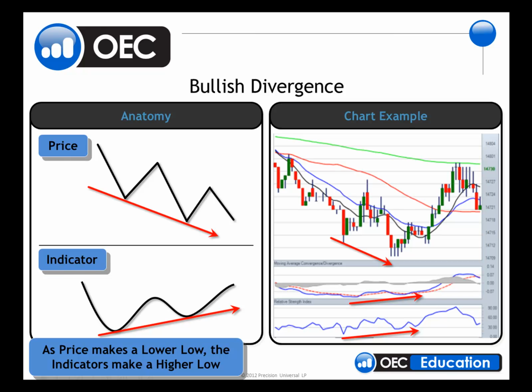So all we're doing here is making a direct comparison between the extremes in price, the lows, and the extremes in the indicator. Now when we connect the extremes in both price and indicator trends, we can clearly see that the trend lines are diverging, or directly opposing each other. As price continues lower in this example on the right, price reaches a lower low, while the indicators are clearly making a higher low. And you can now see how this mirrors the anatomy example on the left.